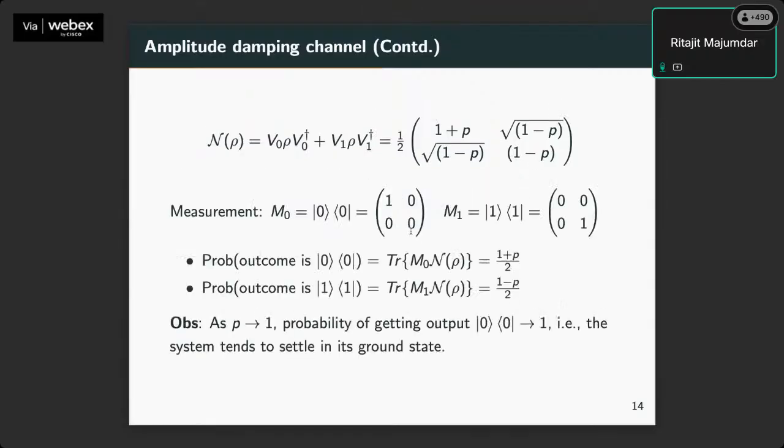And you can actually check that if you measure the system, the probability of getting the outcome 0 is (1 plus p)/2, and the probability of getting the outcome 1 is (1 minus p)/2. So as p increases, the probability of outcome 1 is decreasing and the probability of getting 0 is increasing. At the same time, the off-diagonal terms vanish to 0. So it loses its quantumness, it becomes a classical state.